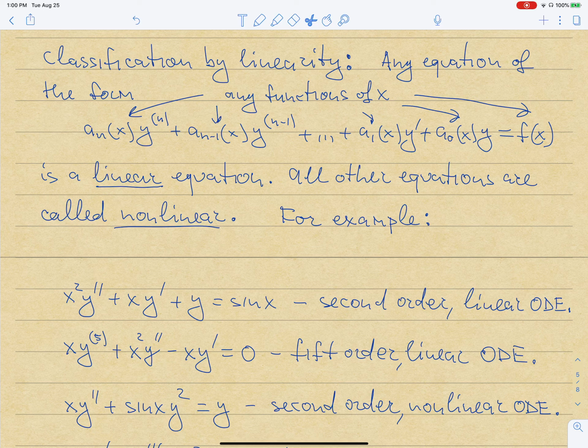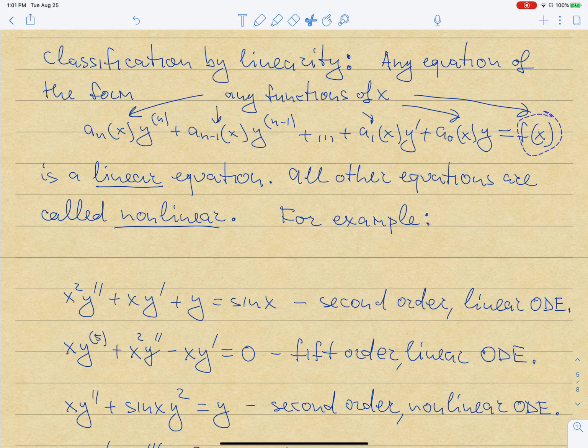So any equation of the form that is written here, so I'm writing nth order ODE, and it has the following form. It's a function of x times the nth derivative plus another function of x times n minus first derivative, and so on, plus another function of x times first derivative, and then lastly, one more function of x times the function y itself. And this is all equal to some other function of x. So whenever an equation has this form, it's called a linear equation.